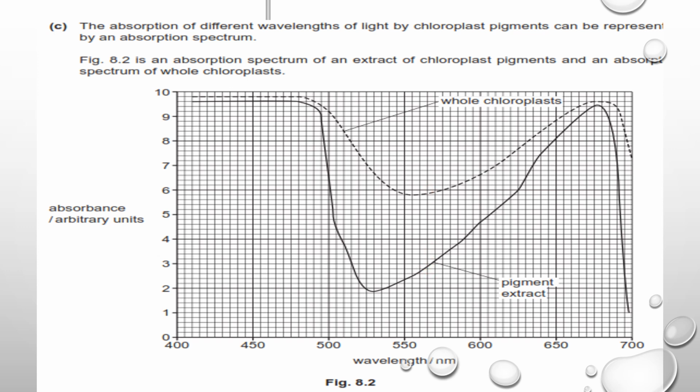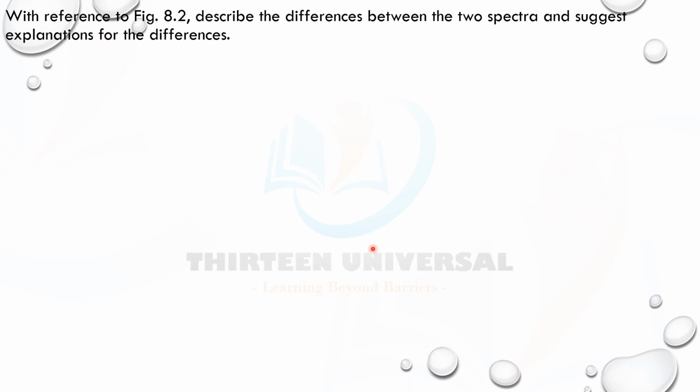So look at it. I know they're going to go there. With reference to Fig 8.1, describe the differences between the two spectra and suggest explanations for the differences. So we have done this question. The difference: whole chloroplast has higher absorbance than pigment extract. Mention a particular value. And the reason is that it has more photosynthetic pigment and a larger surface area, so it absorbs more wavelengths.